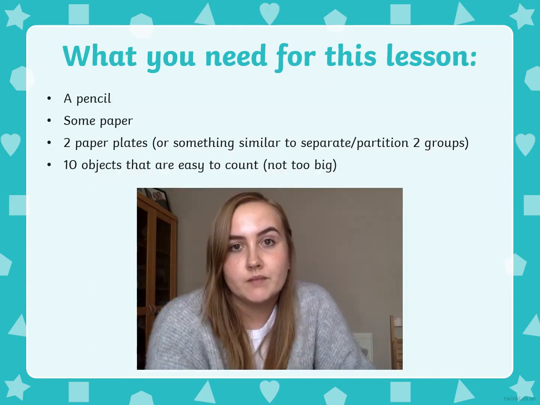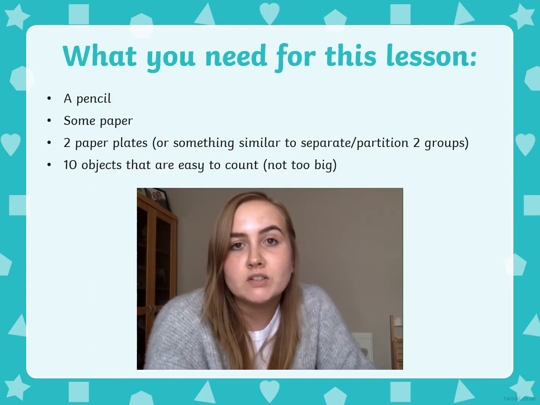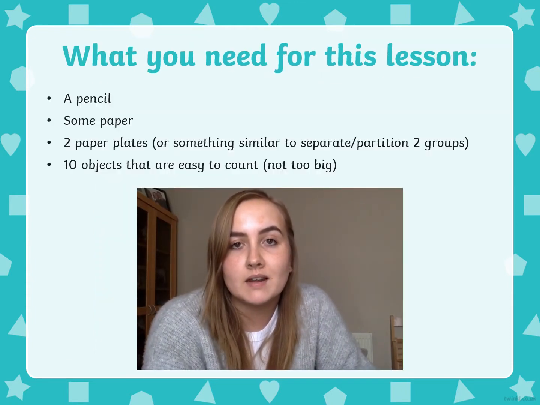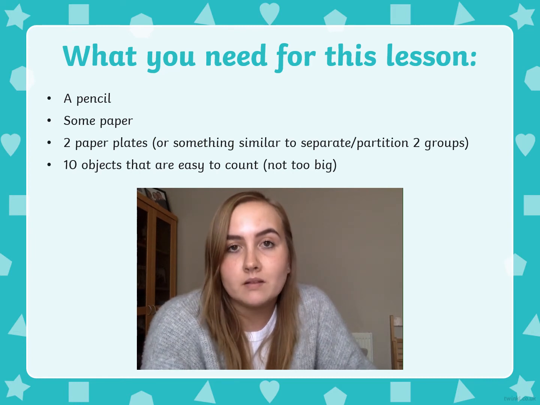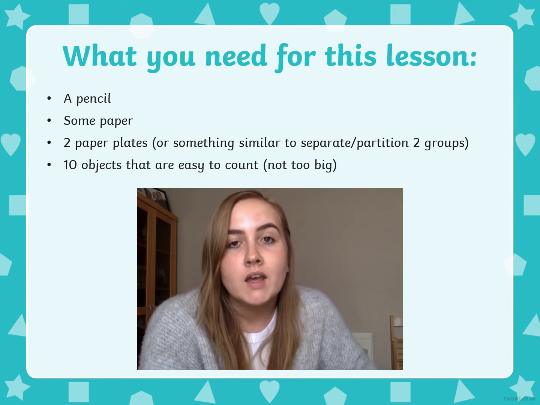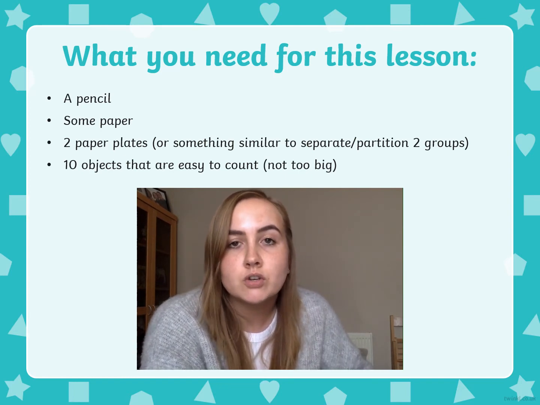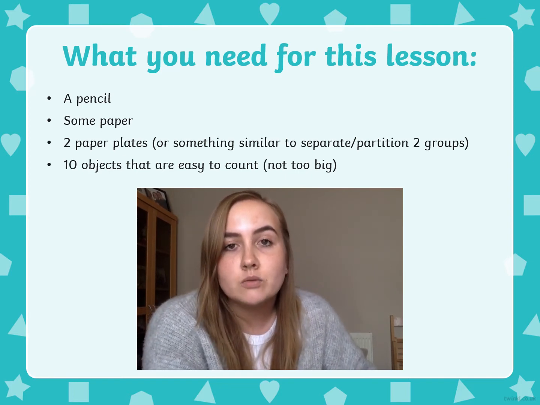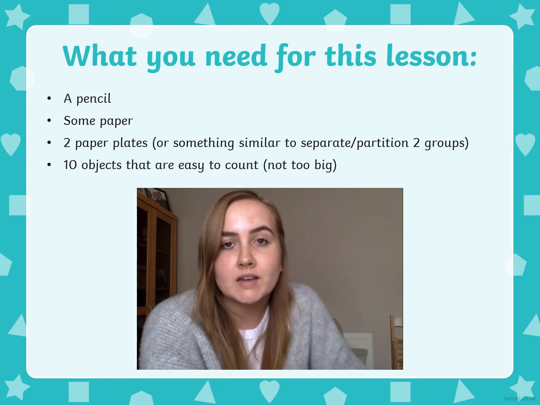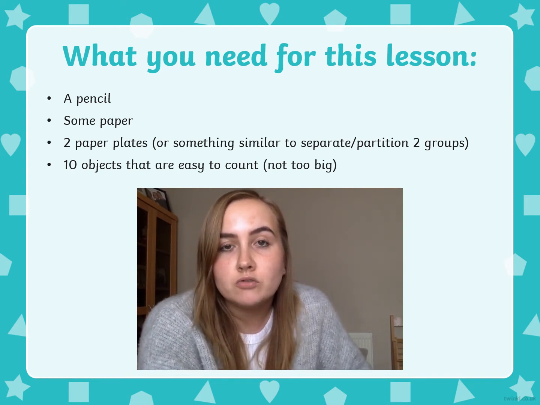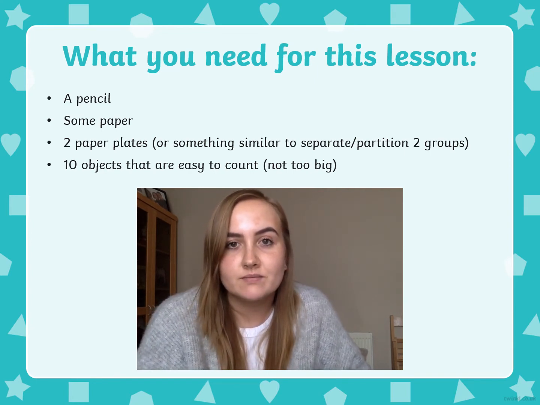Good luck. So before we start, there are a few things you need to have with you before we start the lesson. So make sure you've got a pencil and some paper to start with, and then you need 2 paper plates or something that you can use to show 2 groups of items. And then you also need 10 objects that you can count easily. Make sure they're not too big, just the right size to fit on a plate, and that will help you with your counting.